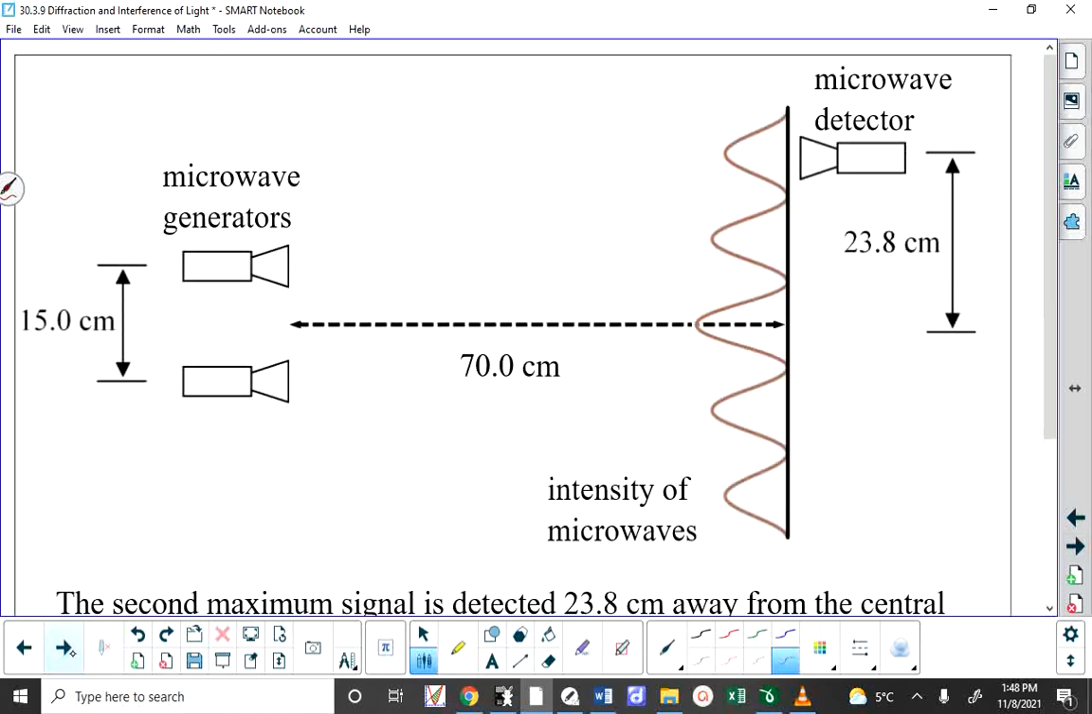When you take a look at this situation, this is the n equals 0 maximum. This is the n equals 1 maximum. This is the n equals 2 maximum. They're telling you in this question that when you repeat this experiment, x is 23.8 centimeters when n is 2. So x equals 0.238 meters. We use n equals 2.